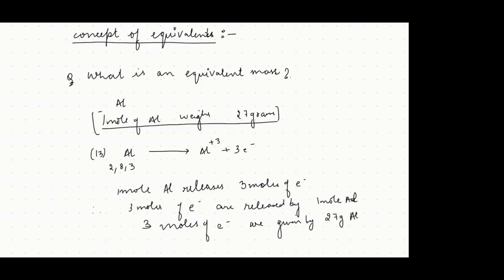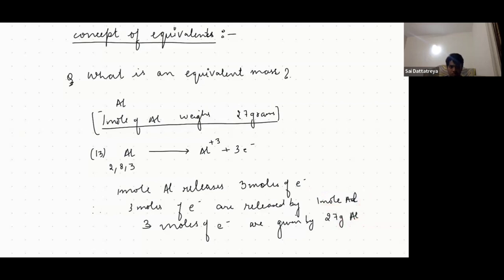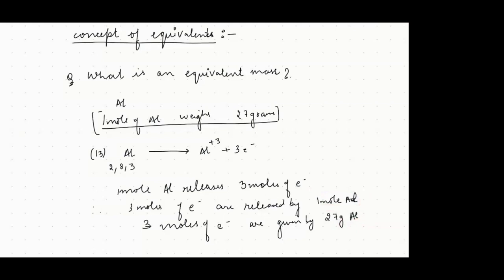As to why am I saying this? Because you understand that 27 grams of aluminium is nothing but just 1 mole of aluminium itself. It's just how you write it down. Am I right? Yes. So now, what do we understand from this part?